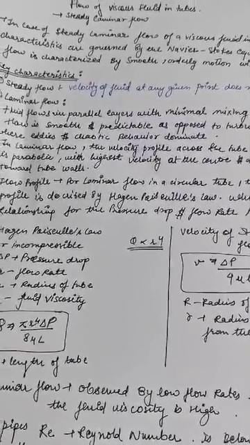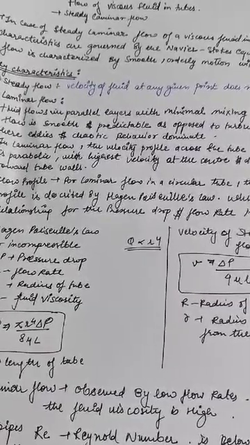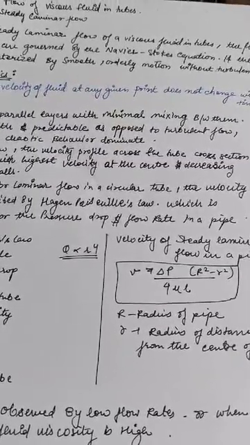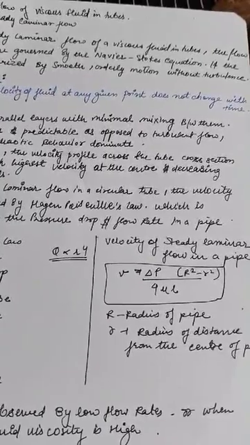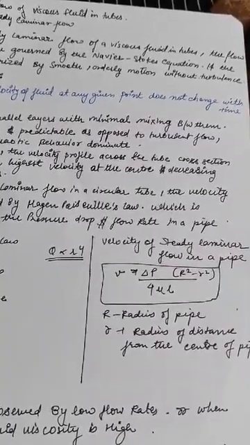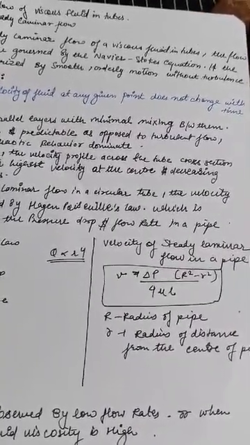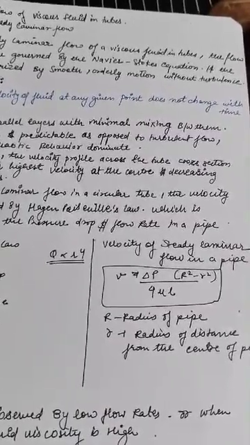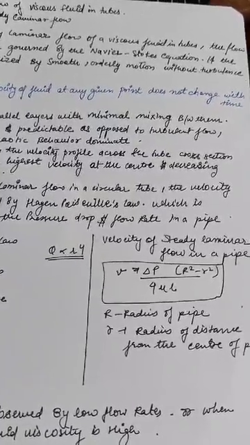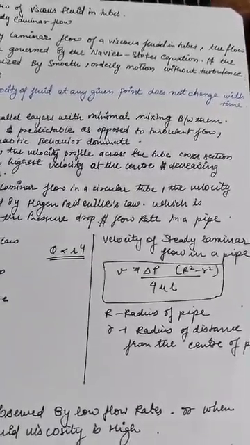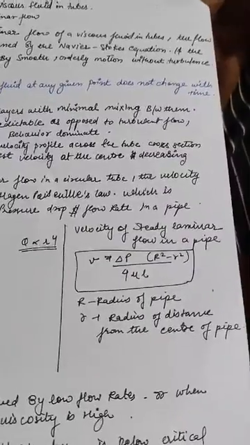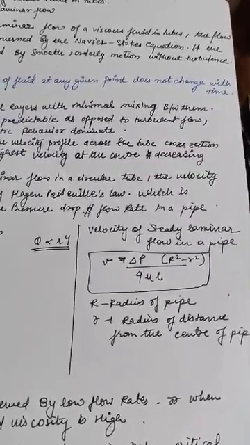The flow rate increases with the pressure difference, and the relationship with the velocity of the fluid for steady laminar flow is: velocity equals pressure difference upon 4 mu L into (R square minus small r square). Here v is the velocity, P is the pressure difference, and v is the velocity at a distance r from the center of the pipe. Small r is the radial distance from the center of the pipe, and big R is the radius of the pipe.